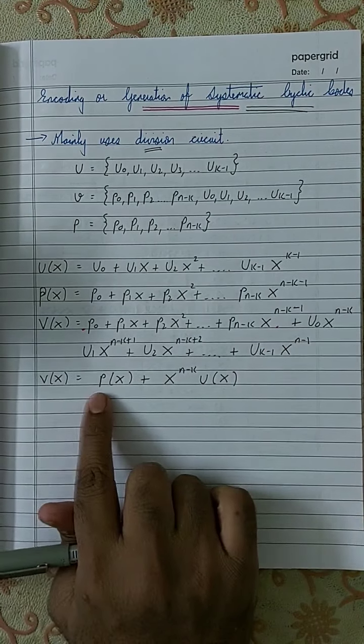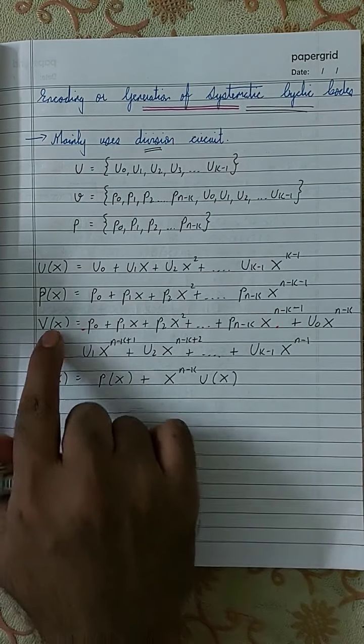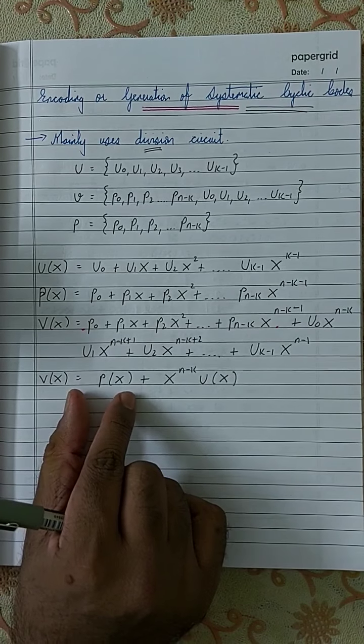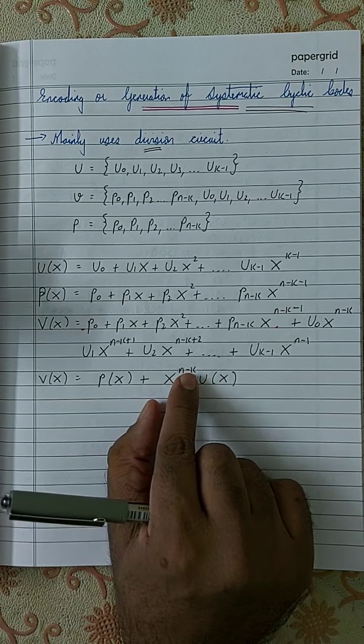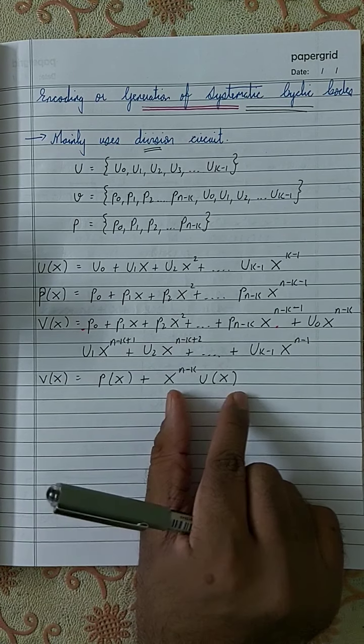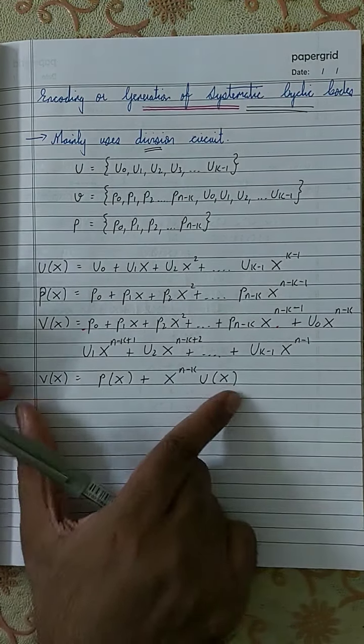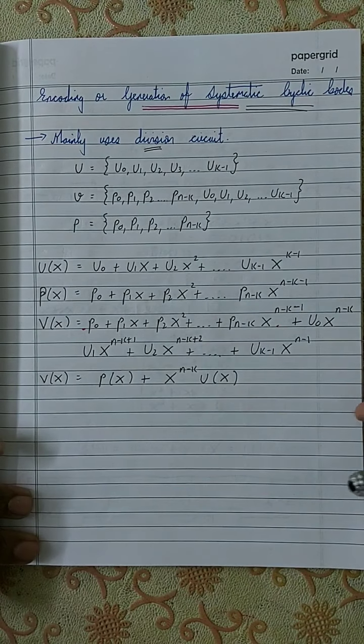This is another way of representing the code polynomial. It is nothing but your parity polynomial plus x raised to n minus k multiplied with your input polynomial. So this is how we express the terms.